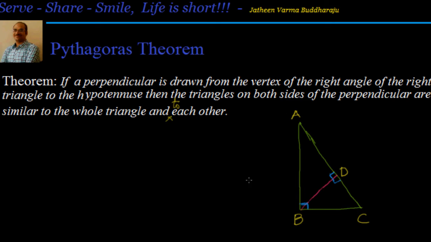Okay. So you can see that you have a right angle triangle ABC and you have drawn a perpendicular from the vertex of the right angle to the hypotenuse. Then the triangles on both the sides of the perpendicular are similar to the whole triangle ABC, and also they are similar with each other. Let's try to understand this.